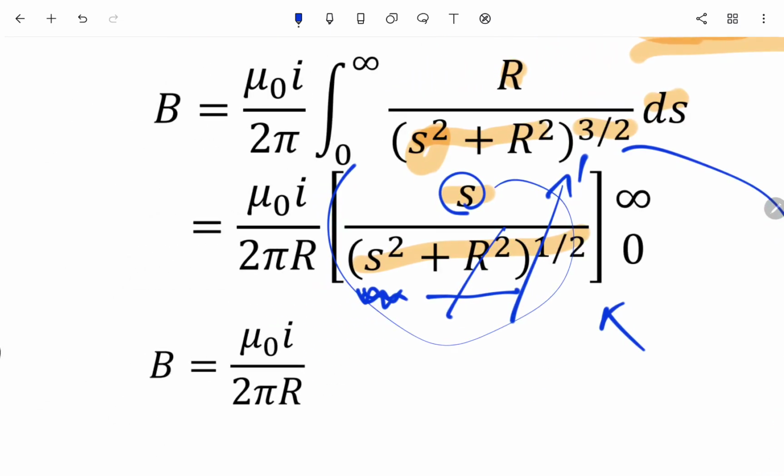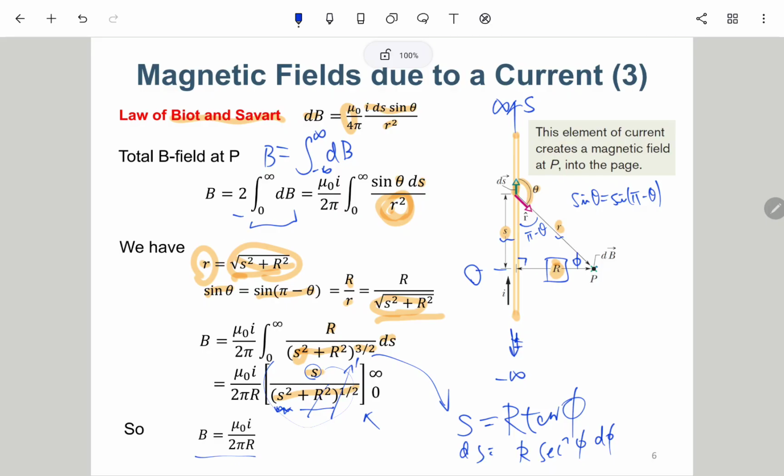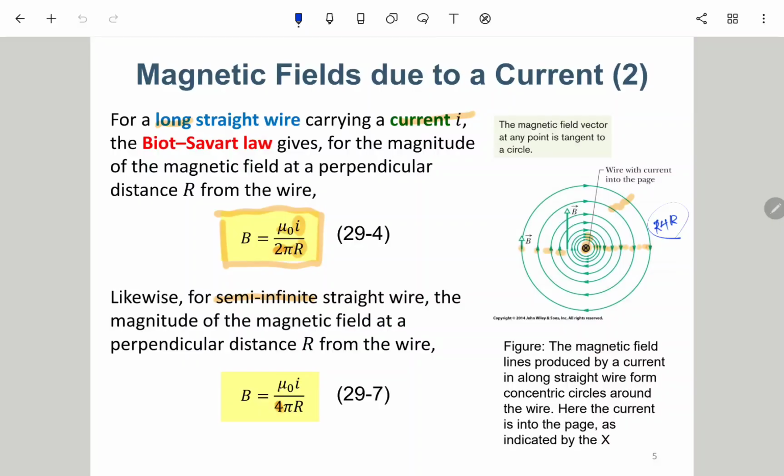So finally, B will be mu naught I over 2 pi r. So this is related to the current itself, and also related to the distance from the current. Okay, so this tries to prove why this is true, and I would say this one will be used very frequently. We will use it for more than 10 times later on.